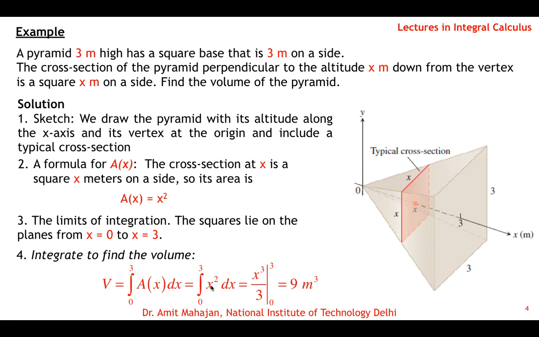Okay, so the integral of x squared is simple, x cubed by 3, and then we know by definition that I will substitute the upper limit and subtract the lower limit. Okay, so that will give us the total volume of this pyramid.